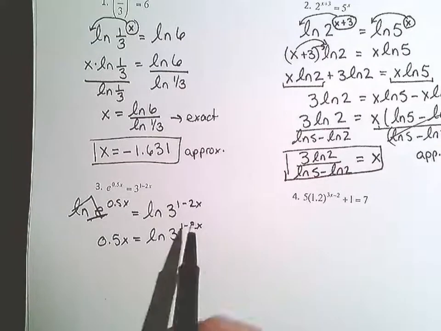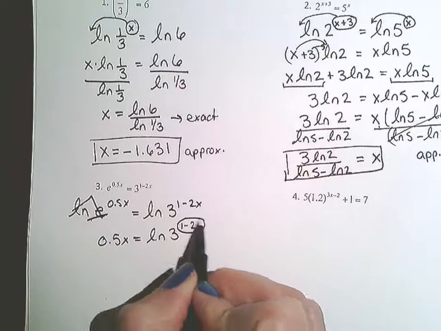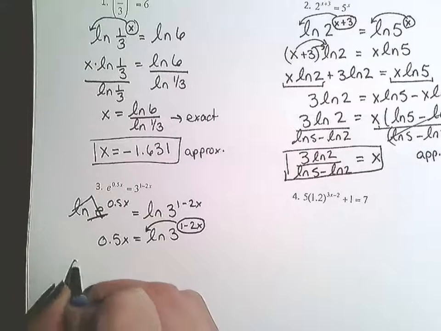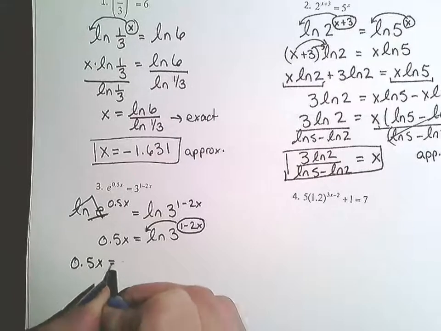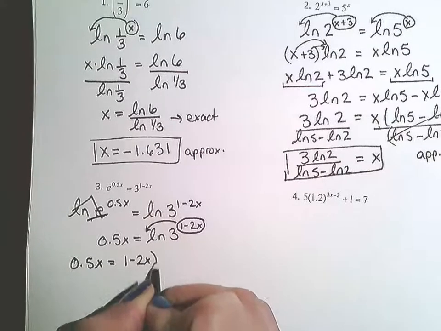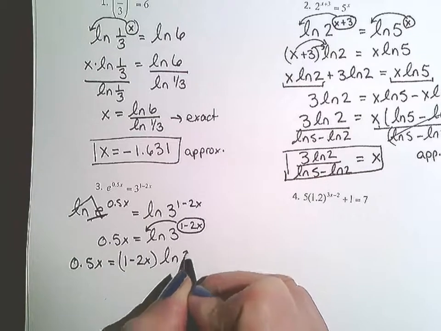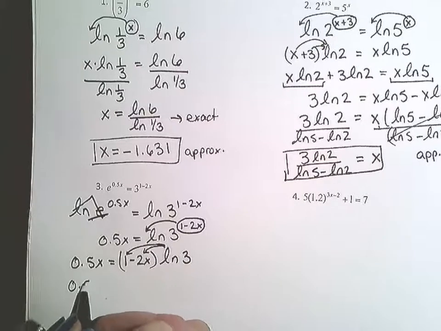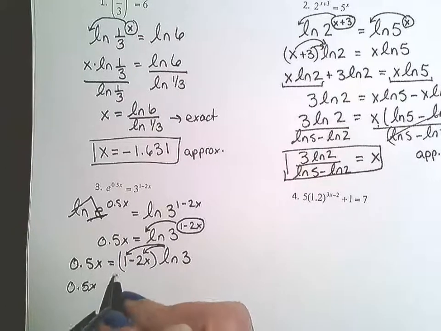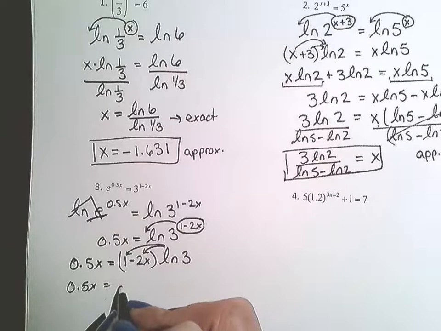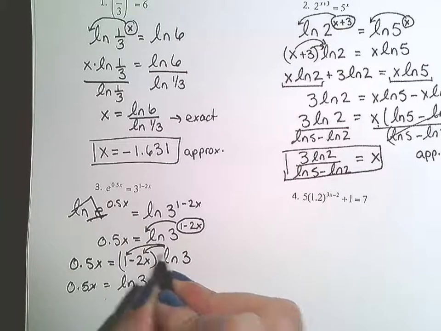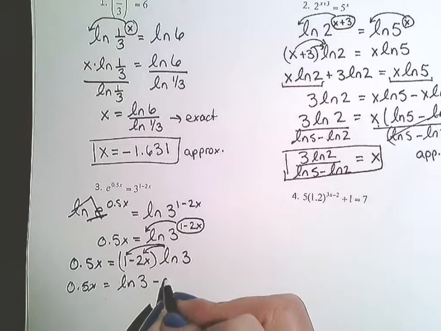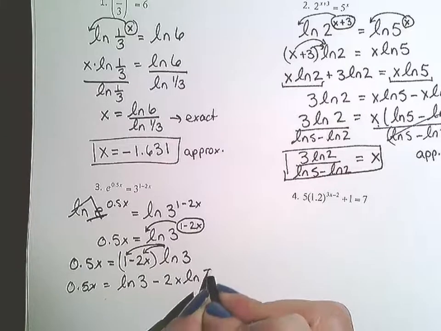And now I can continue just like I was doing, using the power property to bring this down. So we have 0.5x equals 1 minus 2x in parentheses times ln of 3. And now again, I'm going to distribute this. So 0.5x equals ln of 3 times 1, which is just ln of 3, ln of 3 times negative 2x, which is just negative 2x ln of 3.